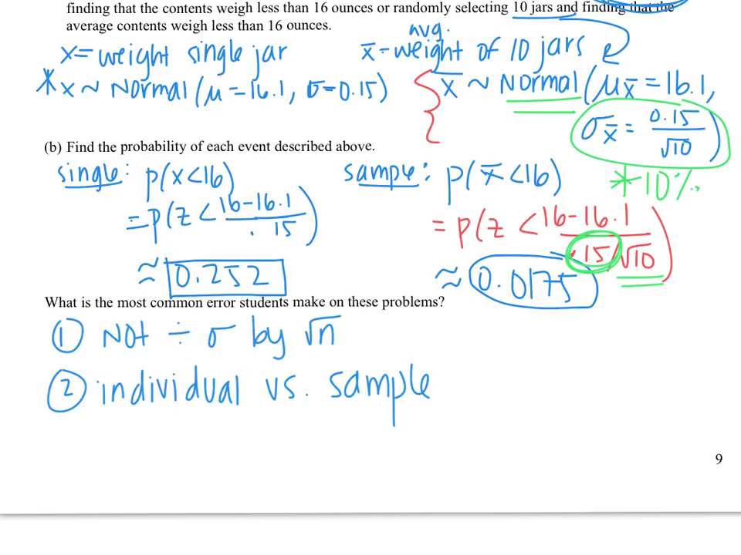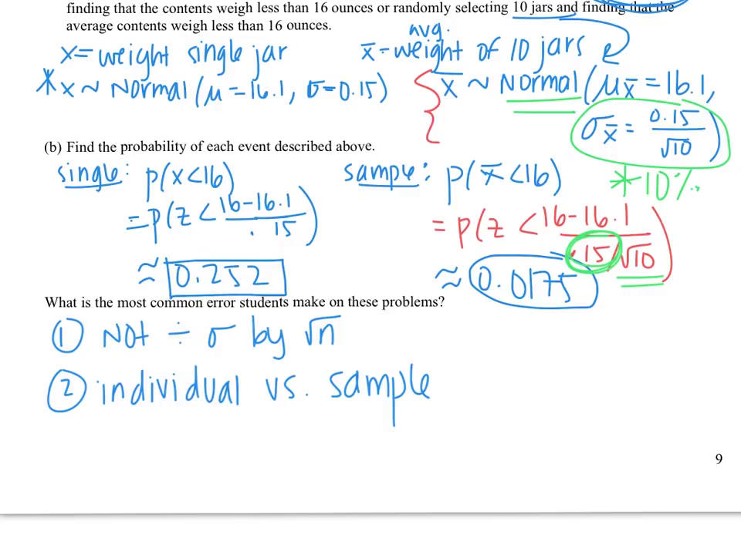As soon as you see a sample, that's when we need to start thinking about x bar, not just x. Now, what some students will do is they'll take that 0.252 probability and raise it to the 10th power. That's not the probability that we're looking for. If you do that, you're finding the probability that all 10 jars are less than 16, not an average less than 16. So we need to be careful about the wording and really think about our calculations.